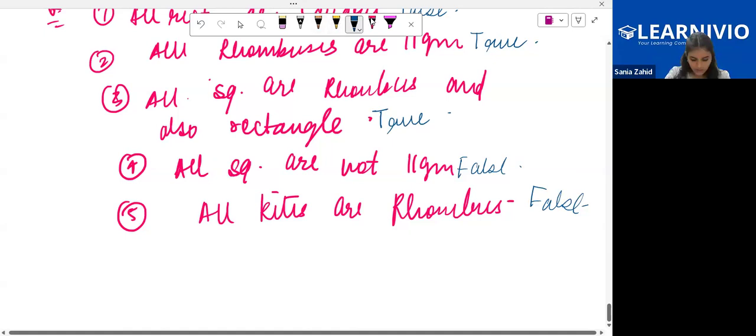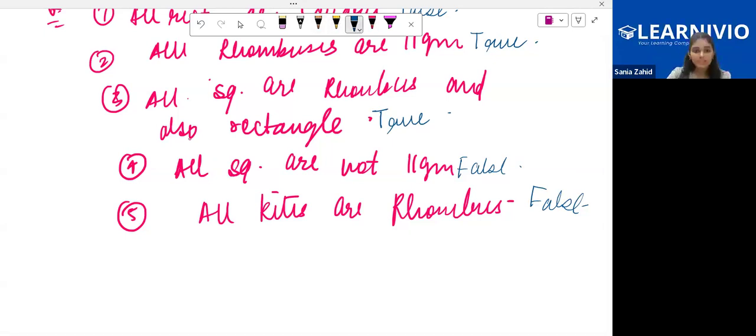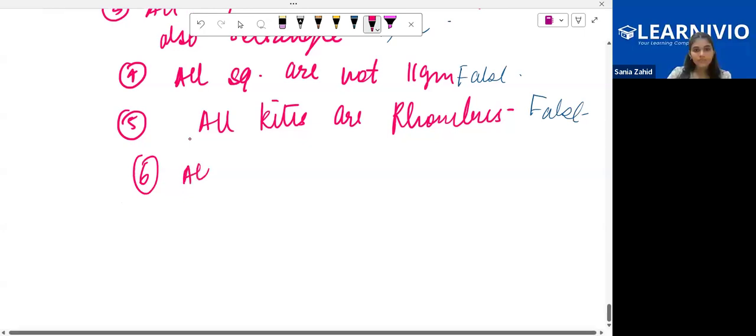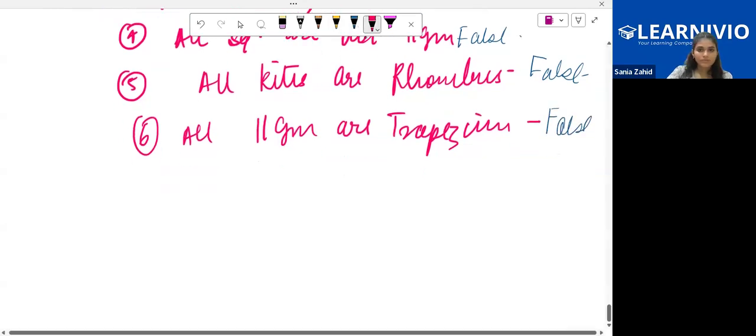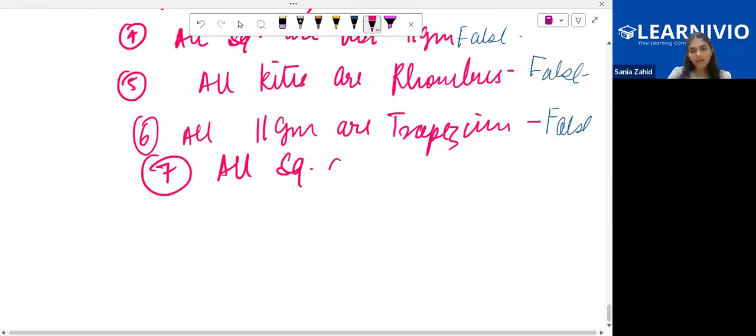Next we have, all parallelograms are trapeziums. False. Why false? Ma'am, because in a parallelogram opposite angles are equal, but in a trapezium opposite angles are not equal. Next we have, all squares are trapeziums. False.